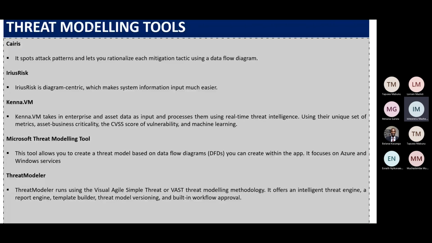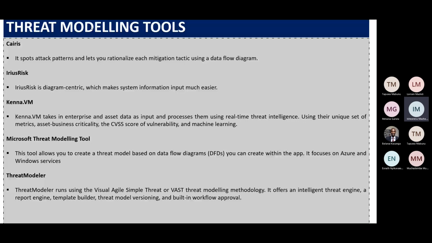Then the next one is IriusRisk. IriusRisk is diagram-centric, which makes system information input much easier. This information, along with questionnaire-based data collection about each asset, is used to generate a threat list with mitigation suggestions. It is a rules engine, with integration with issue trackers such as Jira and CI/CD tools like Azure DevOps. This allows the security team, developers, and DevSecOps to work independently. It also has a robust reporting system.